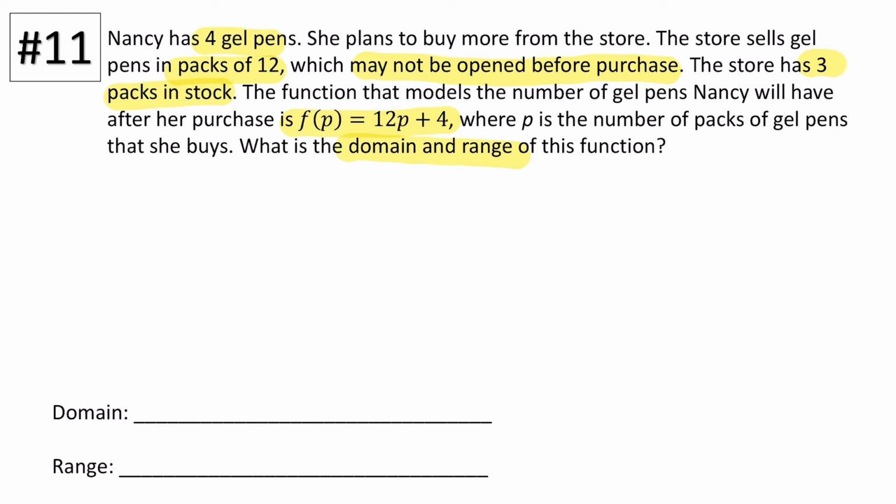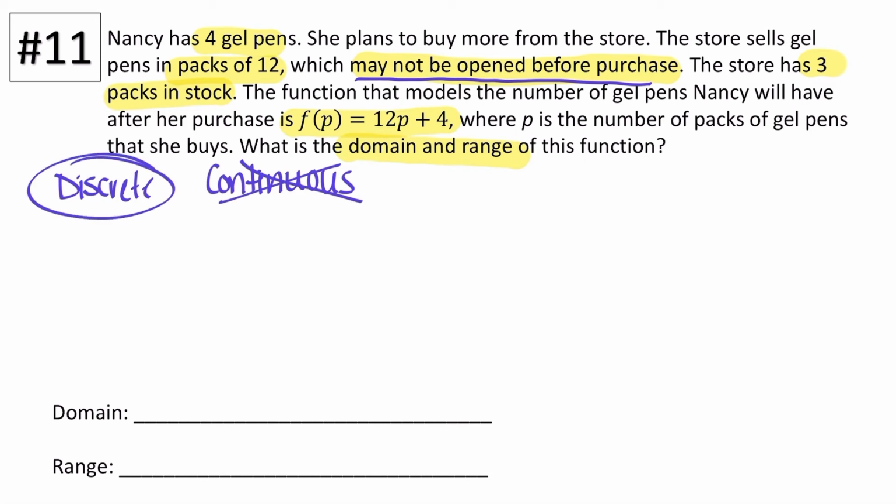So remember, when we're talking about these kinds of word problems, our first question is: is this discrete or is this continuous? The distinguishing factor is, can we have a half a pack? Can we have a fourth of a pack? Can we buy partial packs? Well, it says that it may not be opened before purchase. So this is not continuous, it's going to be discrete, because I can only buy whole number amounts of packs, right?